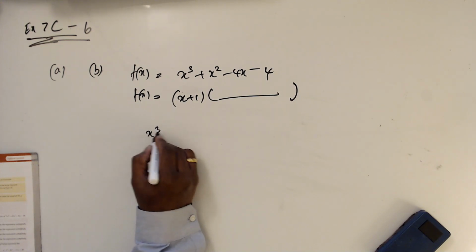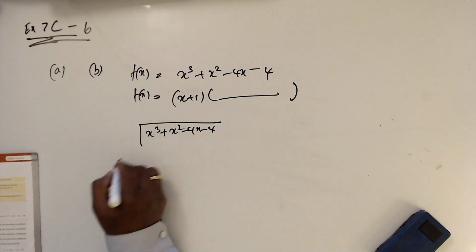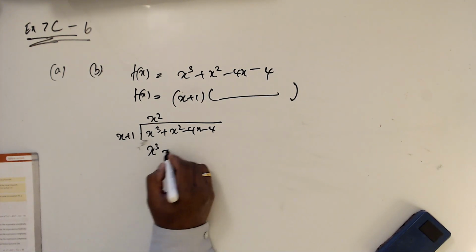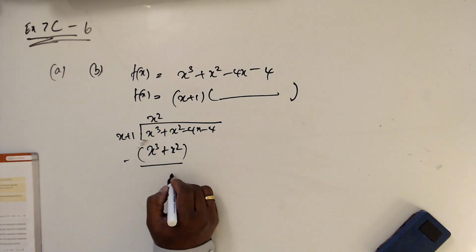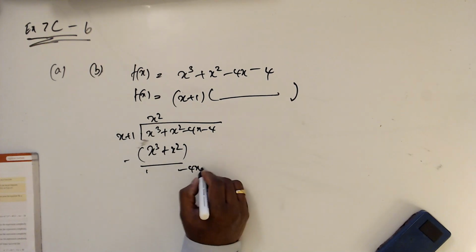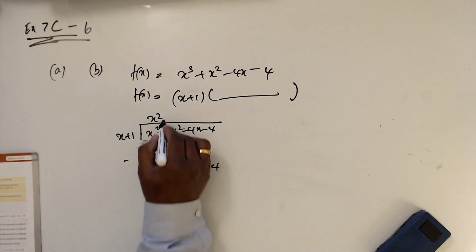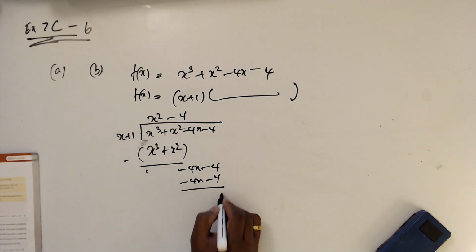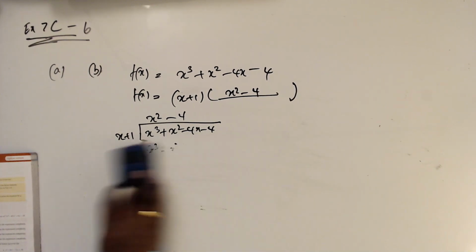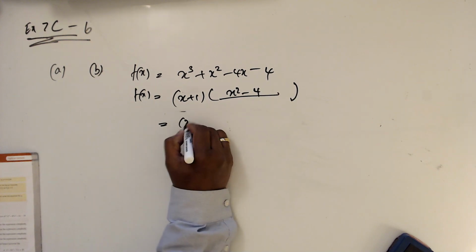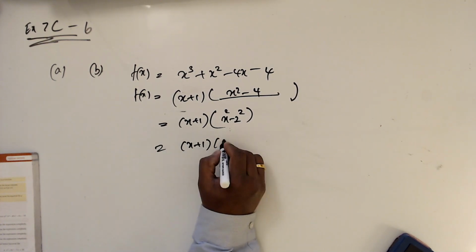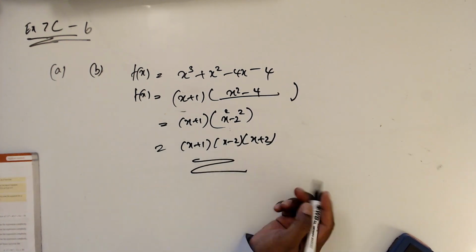So I start dividing x cube plus x square minus 4x minus 4 by x plus 1. x square times x plus 1 is x cube plus x square, then subtract this one. This is going to be 0, and bring down minus 4x. We need two terms, bring the other one as well. Now minus 4 times x plus 1 is minus 4x minus 4, which becomes 0. So the quotient is x square minus 4. Now x plus 1 times x square minus 2 square, a difference of two squares: x plus 1, x minus 2, x plus 2. Done.